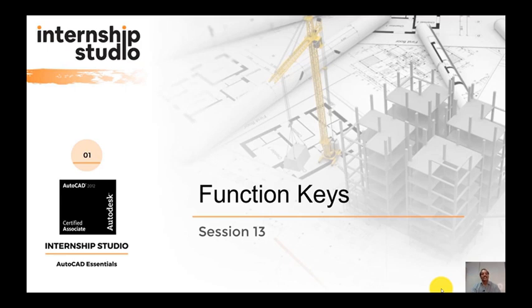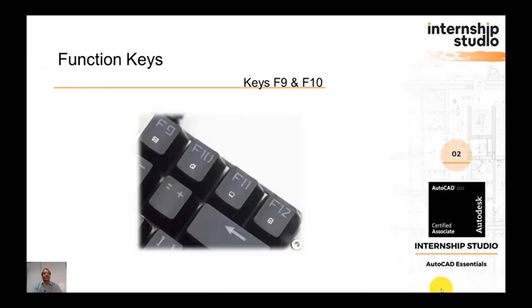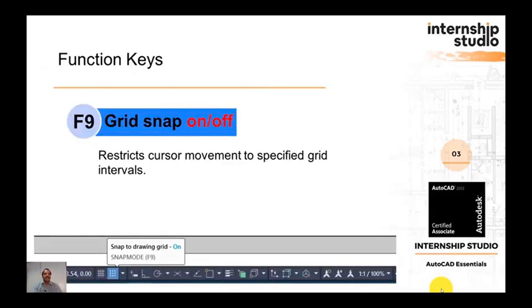We are in the discussion of function keys. Now we are going to discuss the function keys F9 and F10. The F9 function key is called grid snap on as well as off. Already we saw grid. Grid is nothing but an imaginary graph line. How to catch that imaginary graph line exactly? That means how to snap the intersection of the X grid and Y grid exactly. This is the F9 status bar icon.